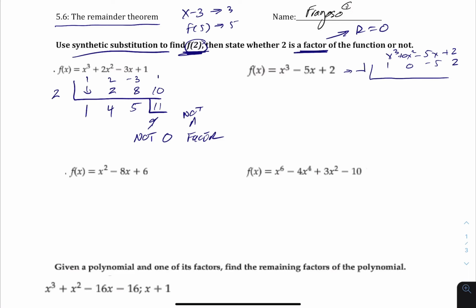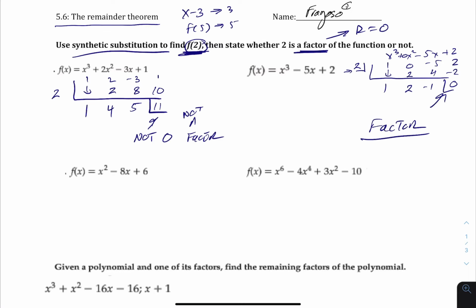Then we have 2 on the outside because of this. Bring down the 1, multiply across. That gets me 2. Add down, gets me 2. Multiply across, 4. Add down, -1. Across, -2. And I get a 0. Woo! Factor.